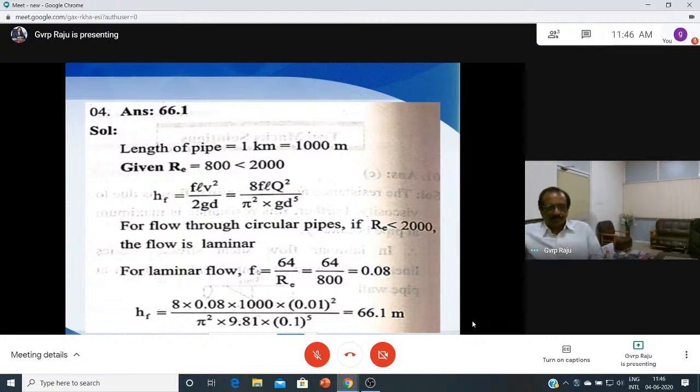f equal to 0.08. So now we have the equation hf equal to 8 into 0.08 into 1000 into 0.01 whole square by pi square into 9.81 into 0.1 to the power of 5. So 8fLQ square, where f is 0.08, L is 1000, Q is 0.01 whole square, and pi square into 9.81 into 0.1 to the power of 5, which is equal to 66.1 meter. So the answer is 66.1 meter. Straightforward problem. Find out the f value and use Darcy-Weisbach equation to find hf.